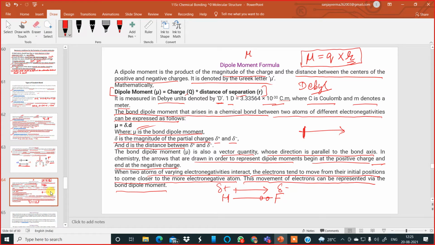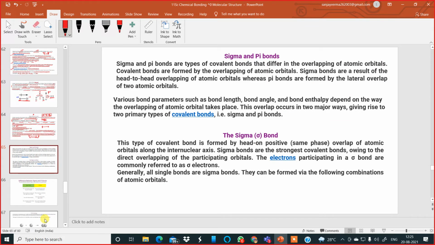Now, moving further, my dear students, to the next slide. You have been hearing about sigma and pi bonds in the previous classes also, so let me just finish this in detail today. These sigma and pi bonds are types of covalent bonds that differ in the overlapping atomic orbitals. Covalent bonds are formed by the overlapping atomic orbitals.